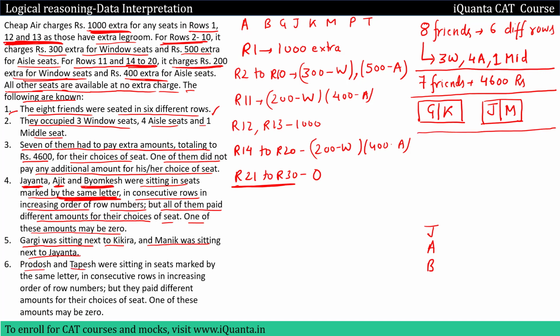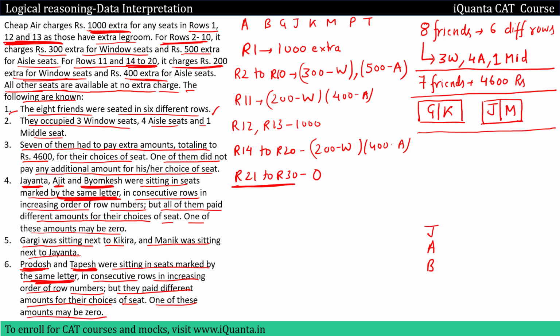Pradosh and Tapesh were sitting in seats marked by the same letter in consecutive rows in increasing order of row numbers. So this means that Pradosh and Tapesh, they will sit in consecutive rows where Pradosh will have lower row number than Tapesh, but their seats will be marked by the same letter. But again, they pay different amounts for their choices of seat. One of these amounts may be 0.